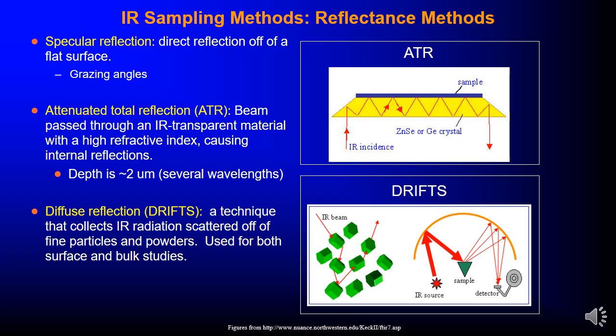Then we have specular reflection, direct reflection off a flat surface, where we have grazing angles. Then we have attenuated total reflection, where the beam is passed through an IR transparent material with a high refractive index, causing internal reflection. Then we have diffuse reflection, a technique that collects IR radiation scattered off of fine particles and powders, used for both surface and bulk studies.